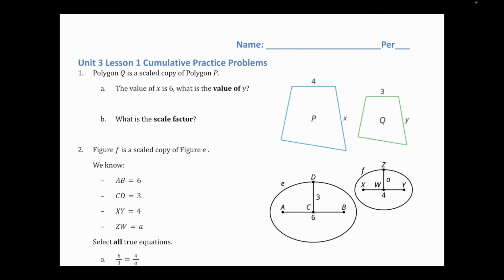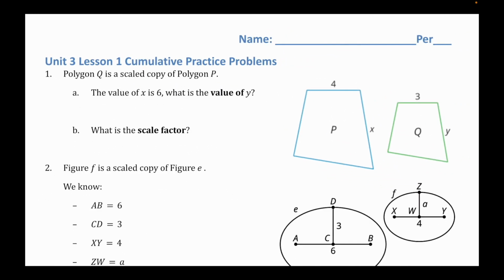We have polygon Q as a scaled copy of polygon P. So it's always important to ask yourself which one is the original, which one is your pre-image and which one is your image. And in this case, if it's a copy of polygon P, that means P is the original. So it might help to write yourself a little note that this is the original, and that Q is the copy, just because you want to make sure that you do your scale factor here appropriately. So it says the value of X is 6. What is the value of Y?